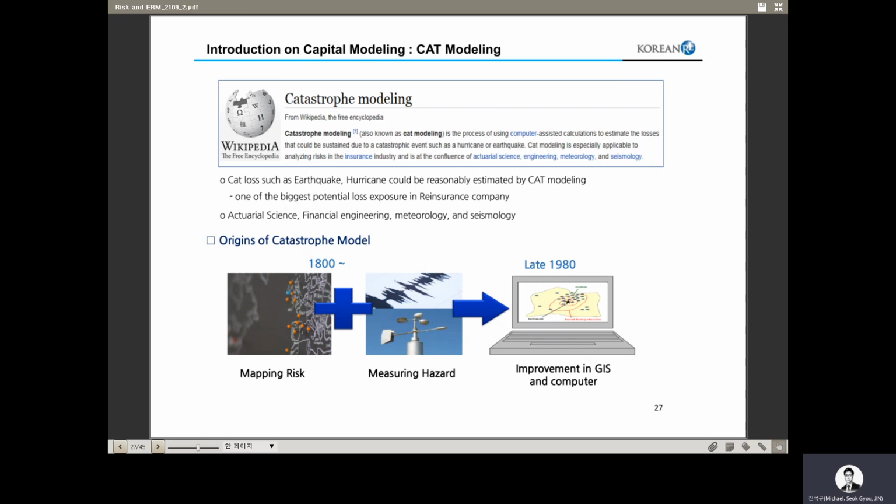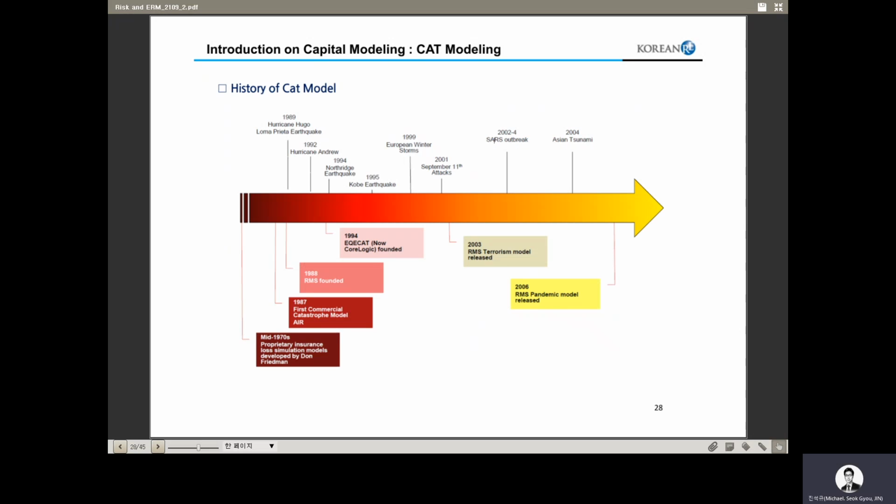The origins of cat modeling go back to the 19th century, with mapping risk and measuring hazard. Then from the late 80s, with improvements in GIS and computers, cat modeling developed well. The history and development of cat modeling seem to have followed severe losses, as you can see in the chart below. RMS and EQECAT, two of the biggest cat modeling vendors, originated in 1988 and 1994.